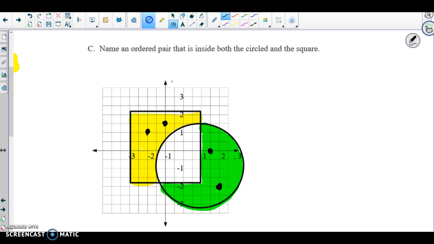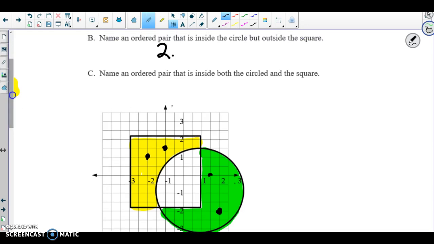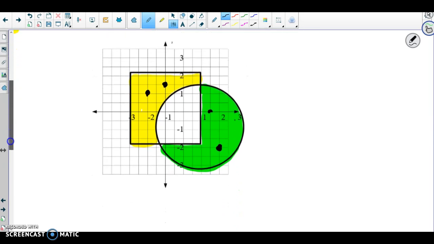So remember, I'm counting over 2 to be 1. So this would be 1, this would be 2.5. So 2.5 and then up 0 would be one possibility. So 2.5, 0. This one I'm over 3, but I'm down 1, 2. Remember, because I'm counting 2 spaces. So 3, -2 would be another one. Again, be careful as you're counting. Our numbers are off there.